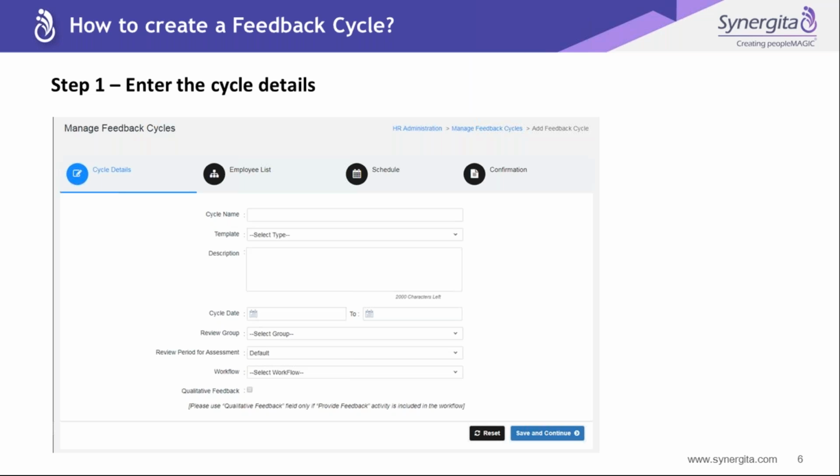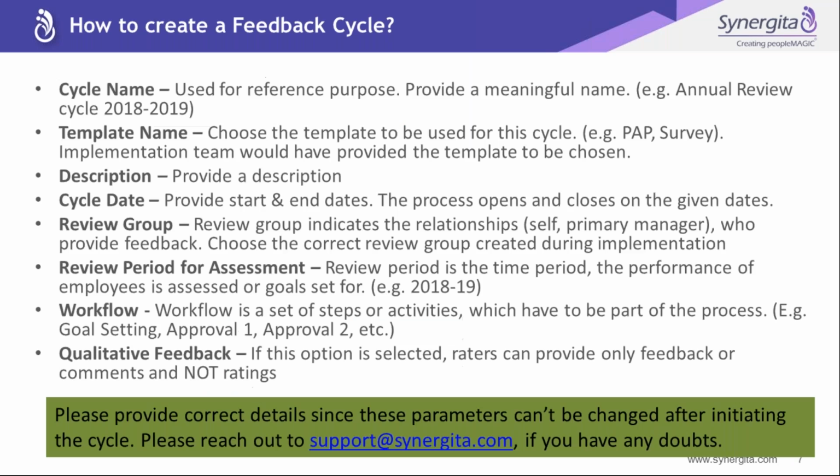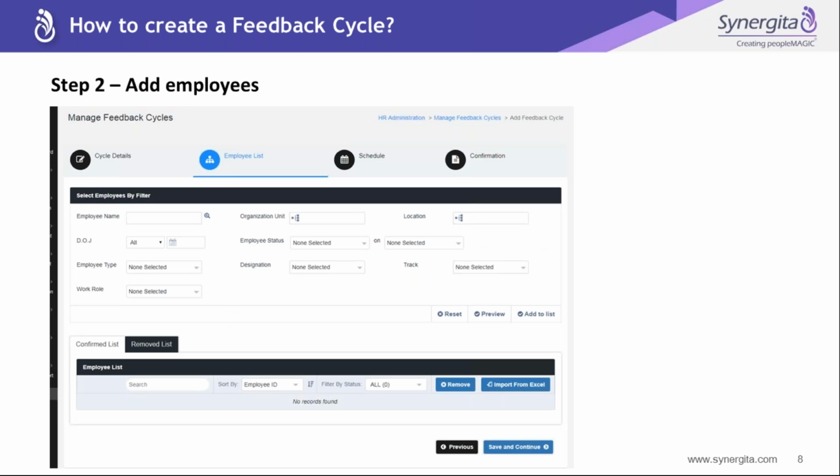Next step is the Add Employee step. You can use the various filters that are available to choose the employees to be added in the feedback cycle. You can enter the employee name in the employee name field, or you could use the employee directory pop-up to choose the employees to be added to the feedback cycle. You can also use the organization unit filter, location filter, employee status filter, employee type, and other filters here to filter the data.